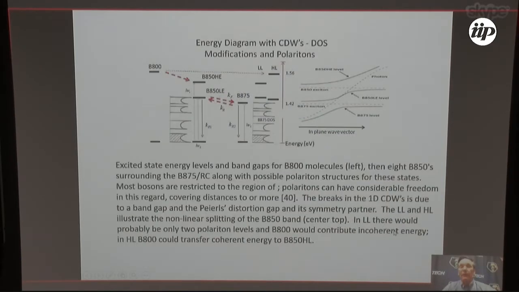High level and the low level. And what takes place is that when you have extra light, you can populate another level and another level and another level, like stairs. So what we've done is lined one level up with the 875, one with the 850 under normal circumstances, low level, and now we have a high level.